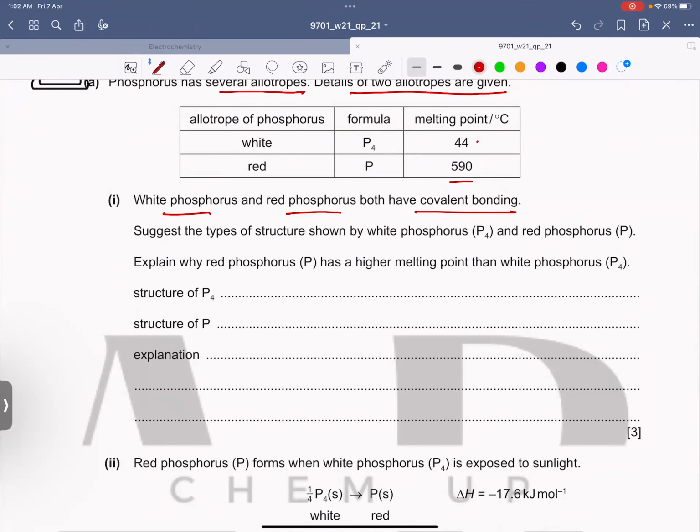That is the type of structure shown by white phosphorus P4 and red phosphorus P. So we have to tell the type of structure. Explain why red phosphorus has a higher melting point than white phosphorus P4. So yes, can anyone comment on the structure?